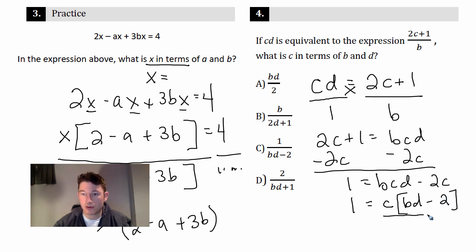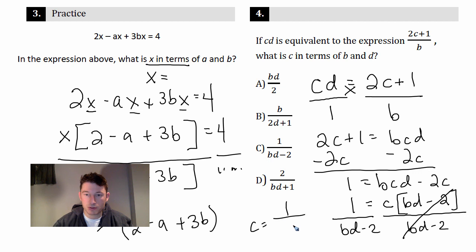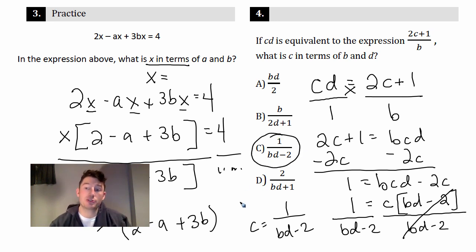So now I'm going to divide by BD minus 2, divide by BD minus 2. That cancels out. And your final answer is C equals 1 over BD minus 2. Hopefully that's an answer, and it is choice C. There's another way to do this. You could pick numbers for all this stuff and go back and plug and chug. That's totally fine if you want to do that.